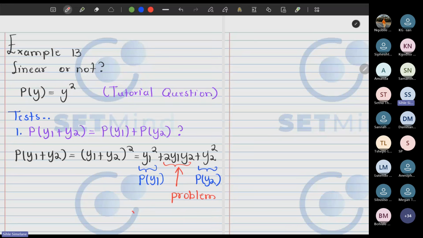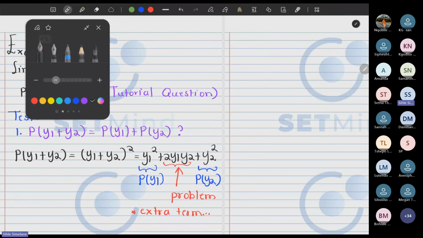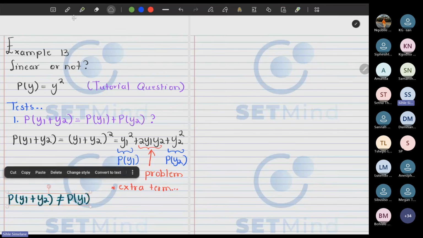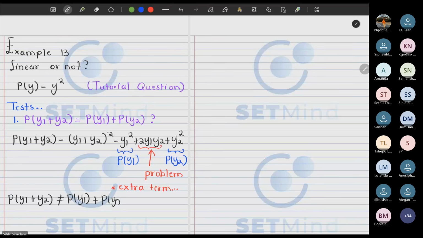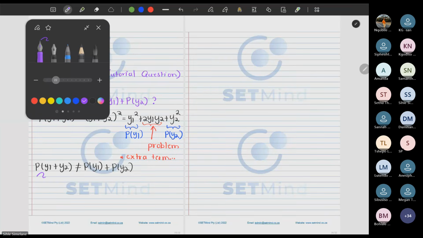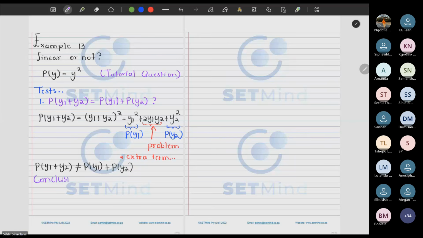Why is it a problem? It's a problem because it's an extra term. So what does this mean? It means that our P of y1 plus y2 is not equal to our P of y1, as we would expect, plus P of y2. They are not equal because there's an extra term. So do you guys see that this is definitely not linear? Our conclusion here is that this is not linear. It has failed one of these tests.